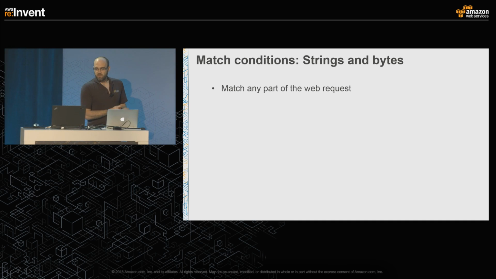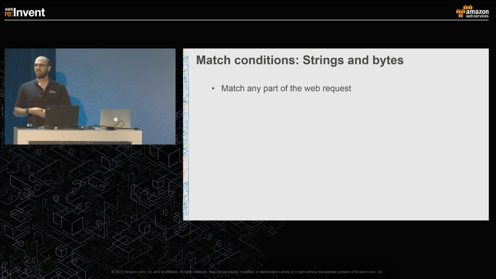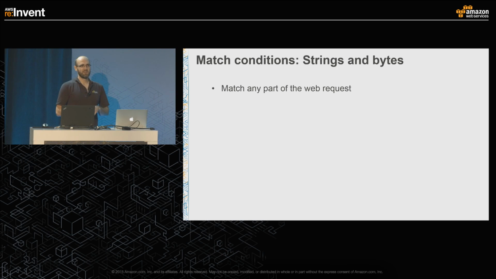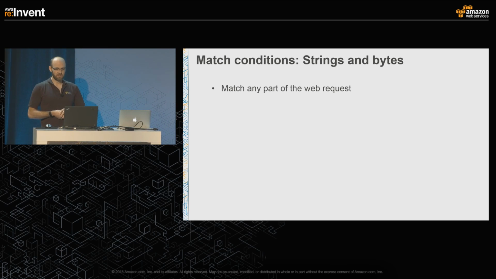So string and byte match conditions are something I think, these are the heart and soul of a WAF, really. These are what most of the rules are defined in. You will use string match sets to define signatures looking for vulnerability exploits. You can use these to do things like filter for cross-site scripting events, or even sometimes bad bots may have some signature in their user agent string that you can filter on.